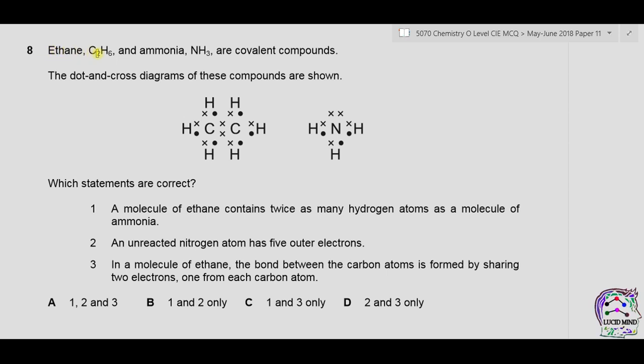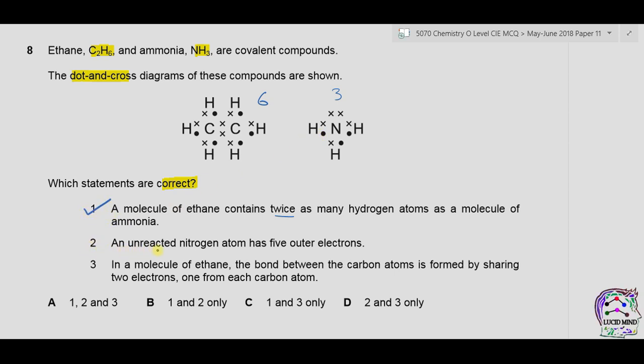Question 8. We have ethane, C2H6, and ammonia, NH3. They are covalent compounds which are formed by the sharing of electrons. The dot and cross diagrams of these compounds are shown. This is ethane and this is ammonia. Which statements are correct? Number 1. A molecule of ethane contains twice as many hydrogen atoms as a molecule of ammonia. Let's count the number of hydrogen atoms. We have 6 hydrogen atoms in ethane and 3 hydrogen atoms in ammonia. So option 1 is correct.